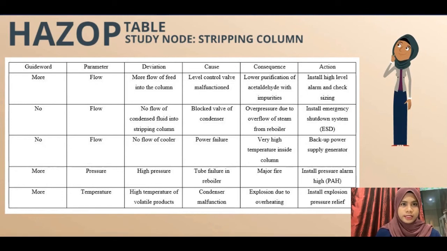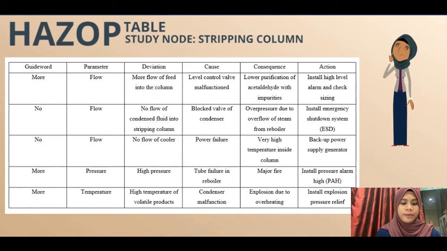And for the third point, if there is no flow of coolant, which is caused by the power failure, this will make the column reach a very high temperature, and in order to prevent this, we can use backup power or a supply generator.